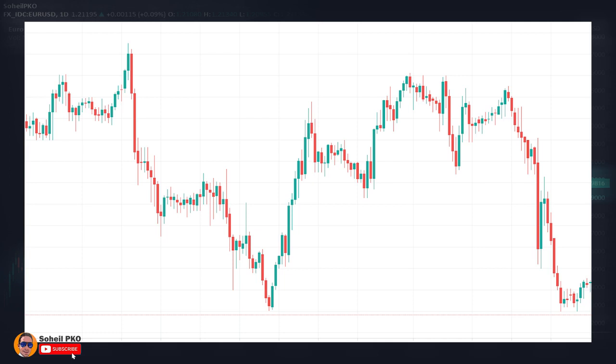For example, here on the left part of this chart, we have an inverted flag pattern but not in perfect shape. All that matters is that after a sharp decline, we have a tight consolidation period, which shows a period of indecision among buyers and sellers, and after that, a breakout in the direction of the prior move, which indicates that the bears took the control again and the market participants are going to sell more and the price is going to decline possibly.